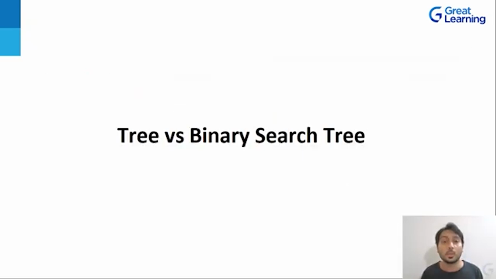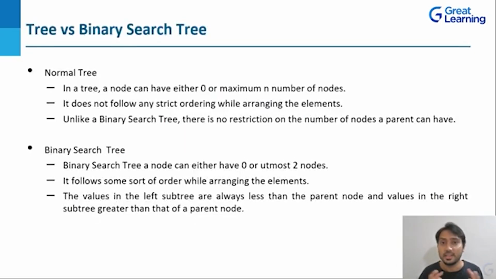Now we are in our next topic, which is tree versus binary search tree. So here we'll try to find out the major differences between these two and how they get along with each other. Let's get started. Now, a normal tree, a general tree, or just a tree, all three mean the same. So do not confuse yourself with these different terms. Now, in a tree, a node can have either 0 children, 1 child, 2 children, or 3 children. It can have any number of nodes. So there is no restriction on how many nodes must be present inside a tree when you're constructing a tree. Now that is not the case in a binary search tree.